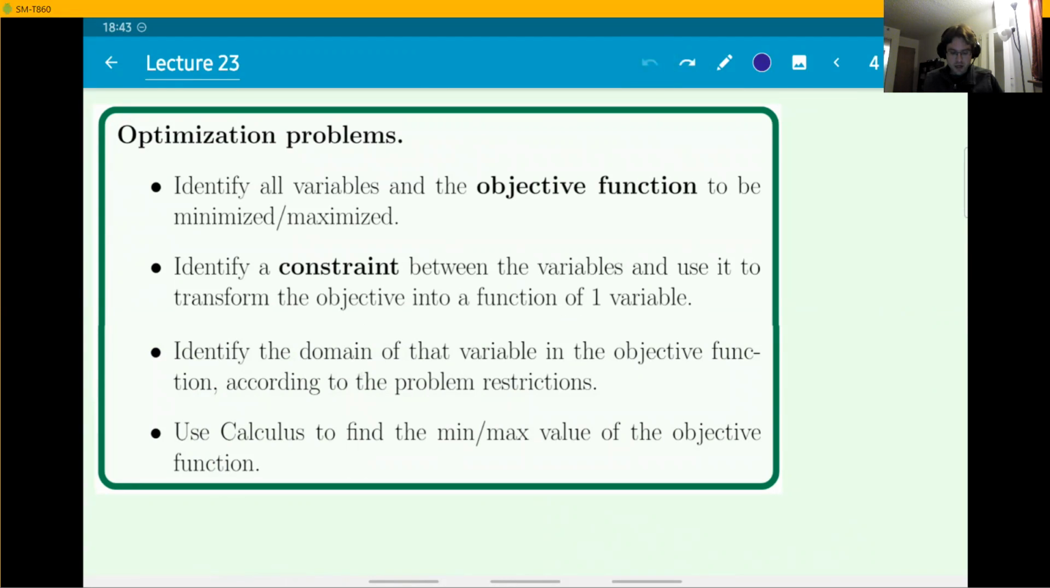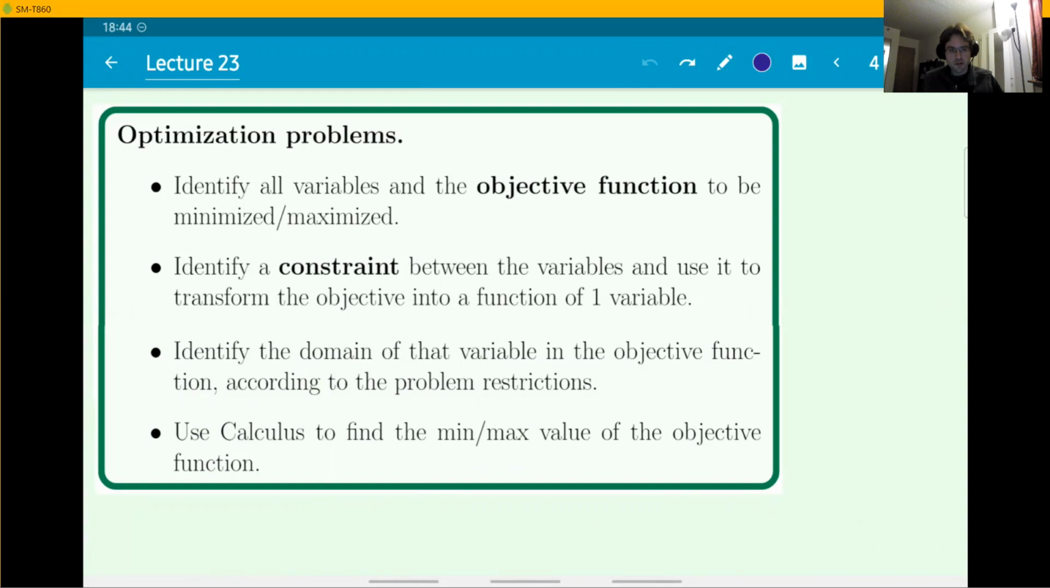So identify the domain of that variable according to the problem restrictions. Going back, x and y had to be larger than or equal to 0, and that gave us an interval for x or y, depending on which one was the variable. And then use calculus to find the min and max of that function in that domain. This is what optimization problems are about.